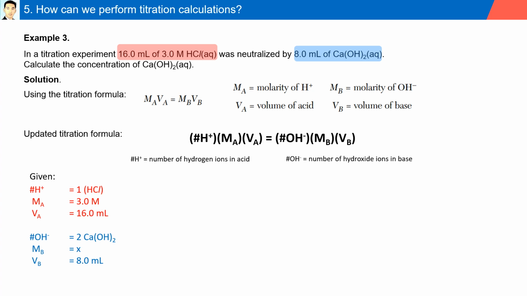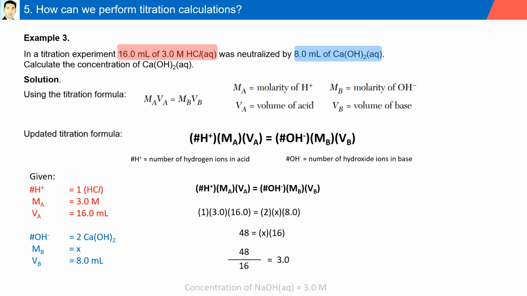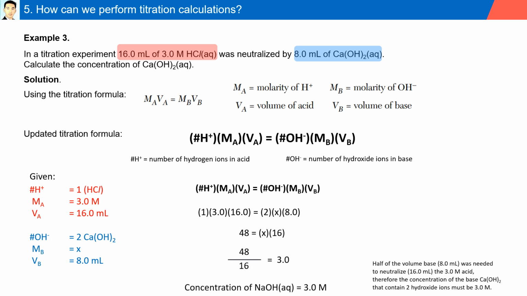In this example, HCl contained 1 hydrogen, therefore the number of hydrogen ions is listed as 1, the molarity as 3.0 M, the volume as 16.0 ml. The number of OH minus in our base, Ca(OH)2, is 2, therefore it's listed as 2. The molarity is unknown, that is what we're calculating, so it's listed as X, while the volume is 8.0 ml. Substituting in our formula, we determine the molarity of the base to be 3.0 M.